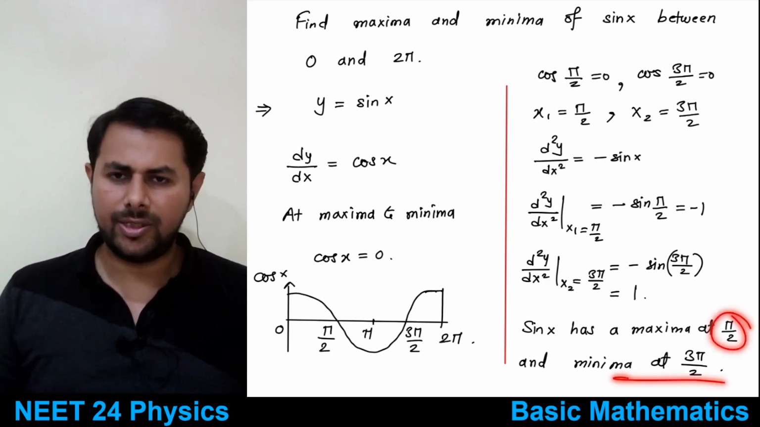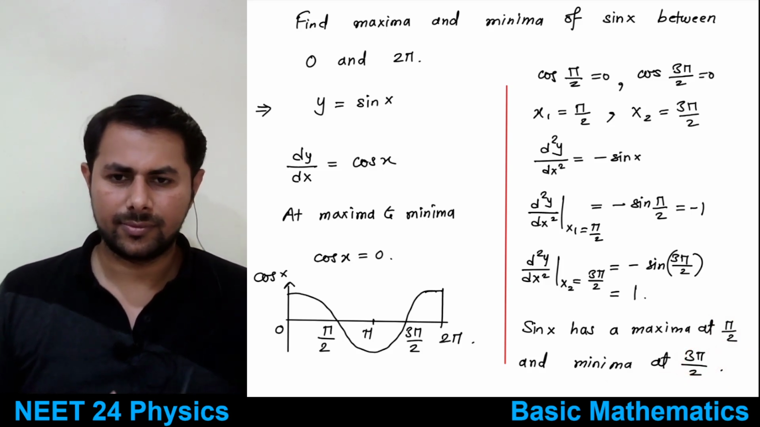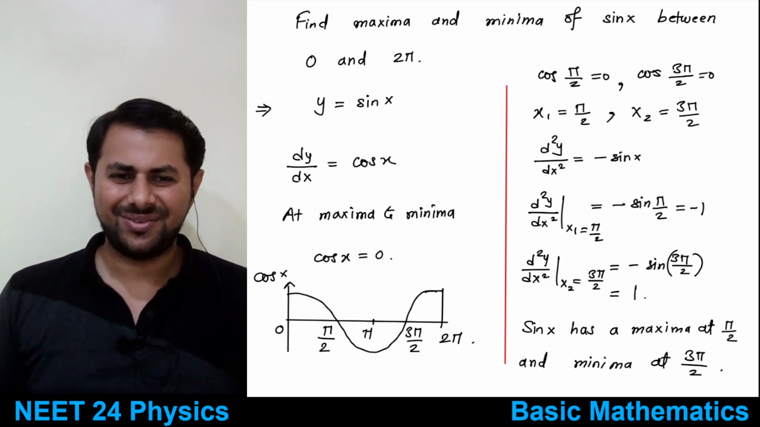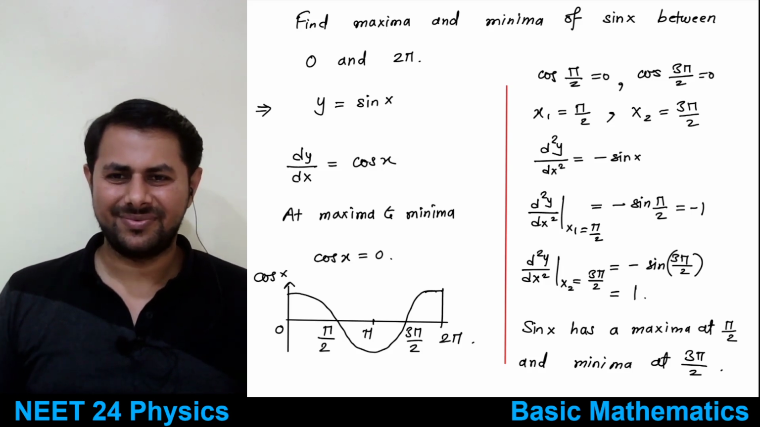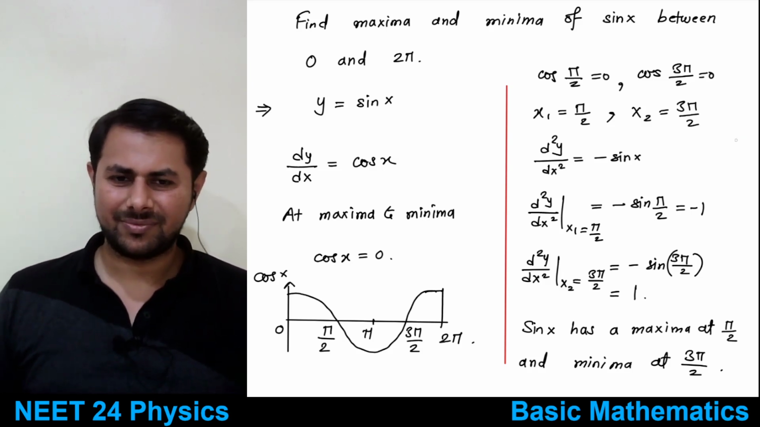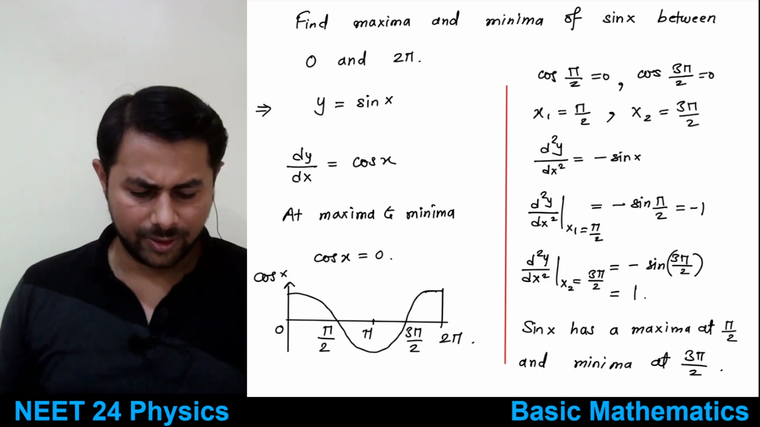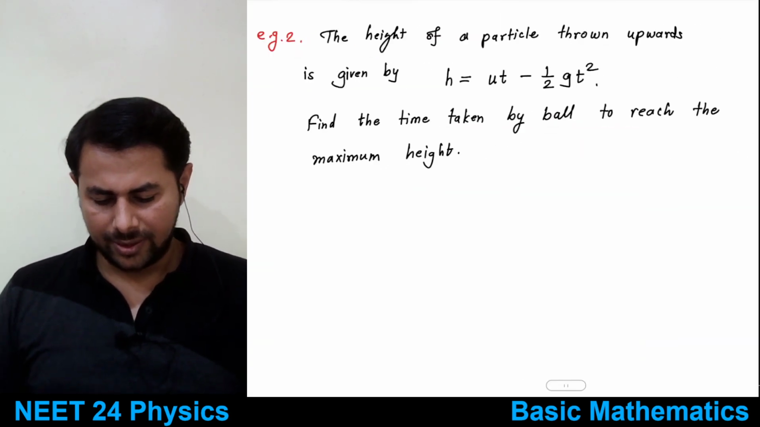And what would be the value of that maxima and minima? Tell me. What is the maximum value of sine? Yeah, maxima is 1 and minima is minus 1. Good. This is clear, everyone? Okay, good. Now we should know this maxima and minima. All right, then let's see this problem.